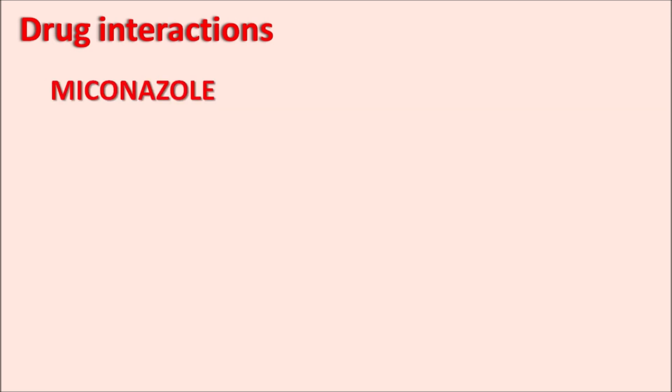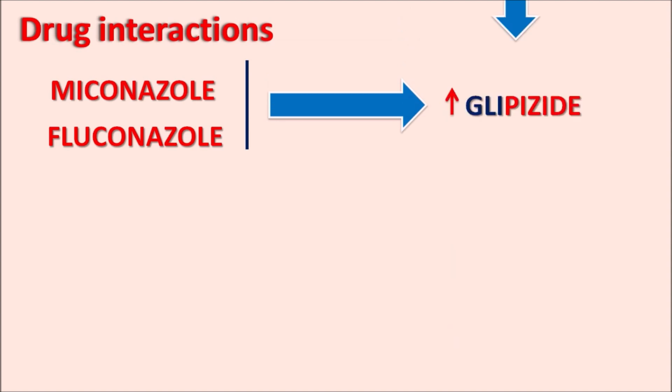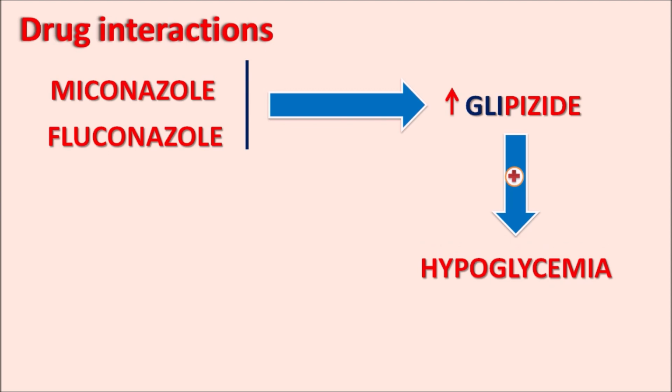If you have drugs like miconazole and fluconazole, these are azole antifungals. They can inhibit the metabolism of glipizide. So when these drugs are given along with glipizide, they can increase the levels of glipizide, resulting in severe hypoglycemia. So whenever azole antifungals are co-administered with glipizide, the dose should be adjusted in order to control the hypoglycemia.